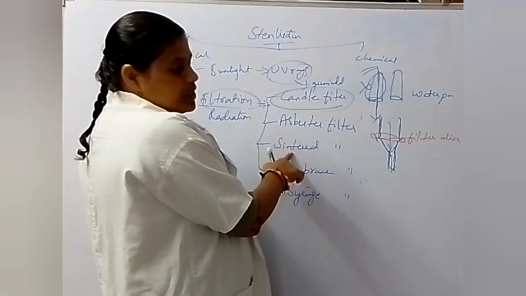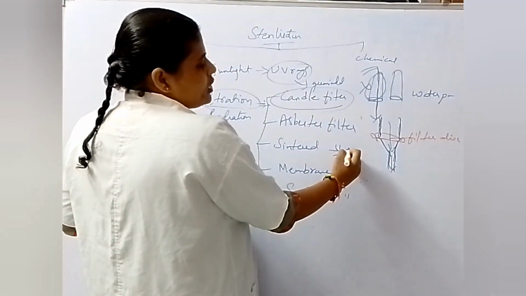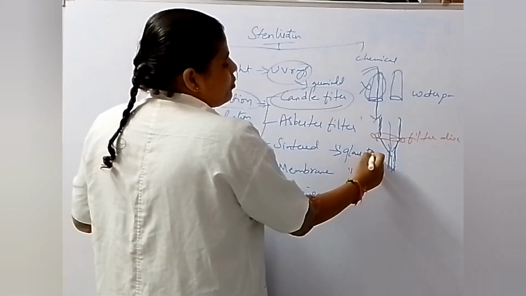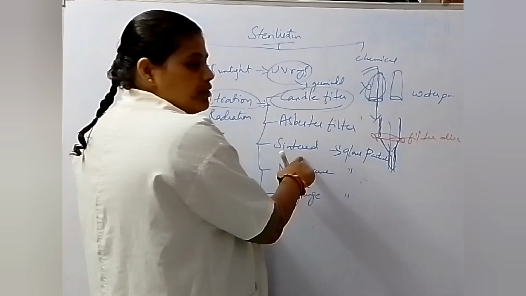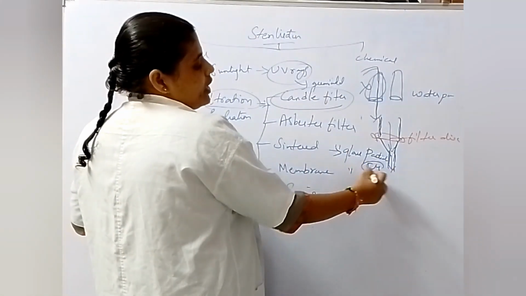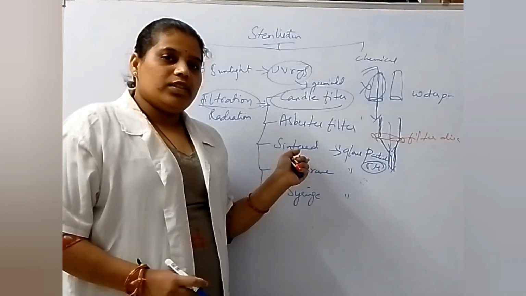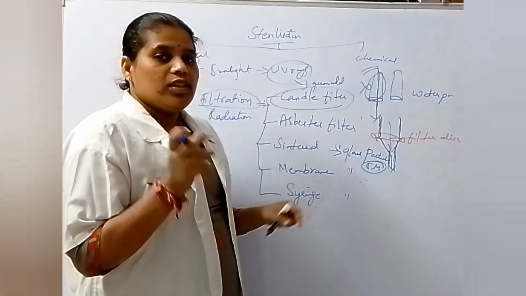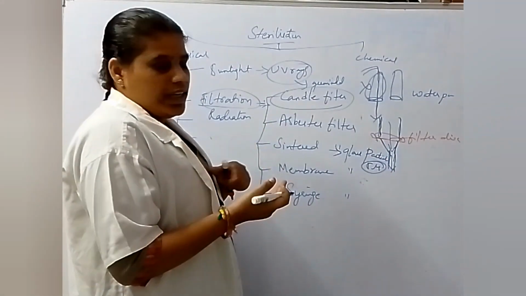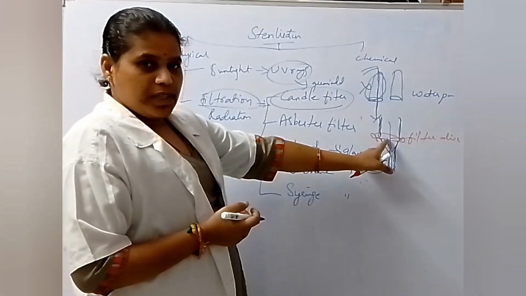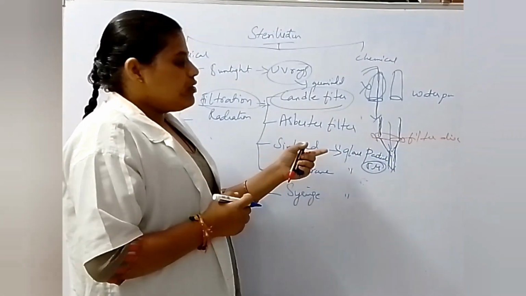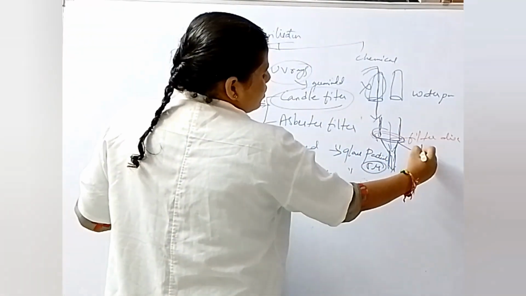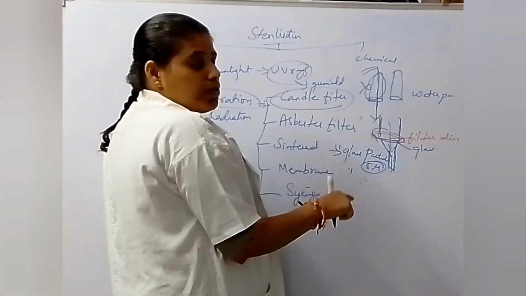Next we have the sintered filter. Here the filter disc is made up of glass particles. It can filter up to 5 micron size particles. In sintered, the model is the same, but the filtration discs are different. In the asbestos filter we use the asbestos disc, and in sintered we use the glass particle disc. Same method, but in sintered the disc is made up of glass particles.